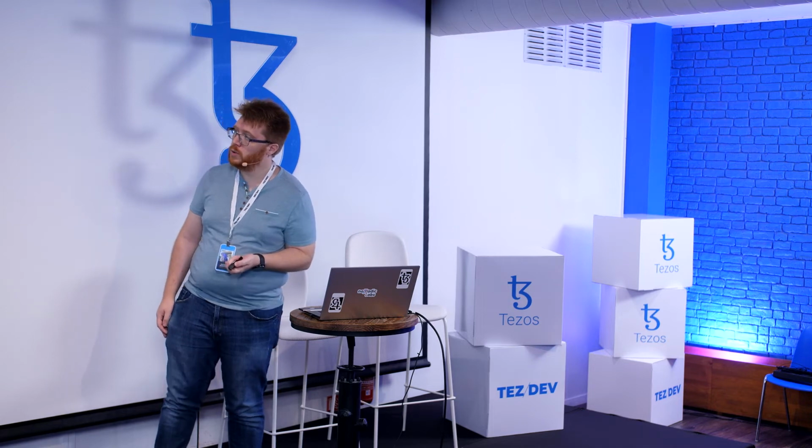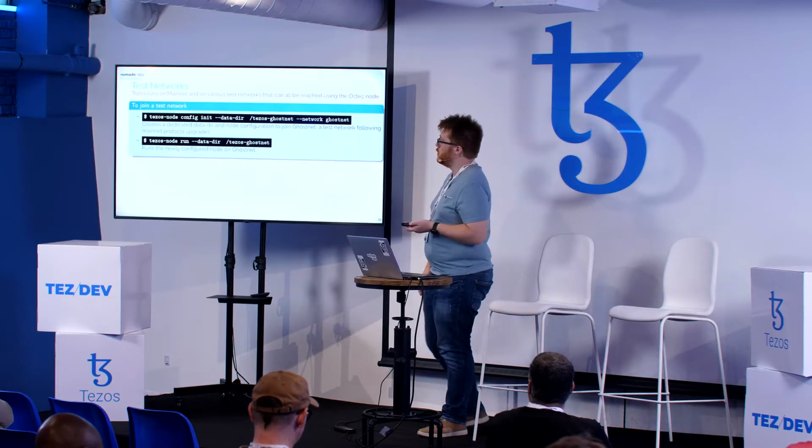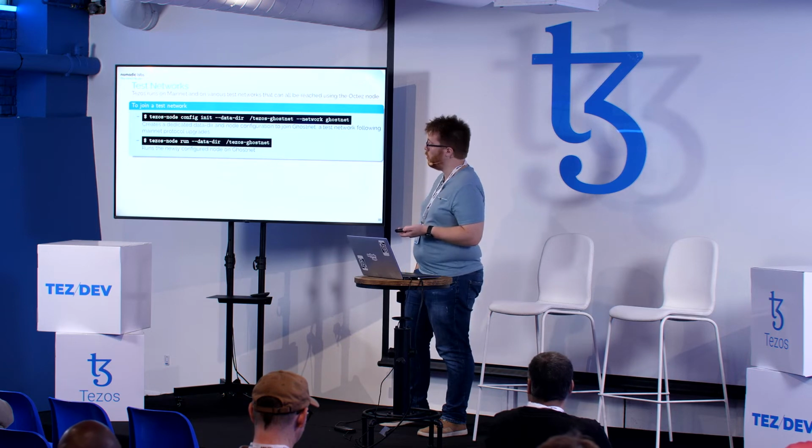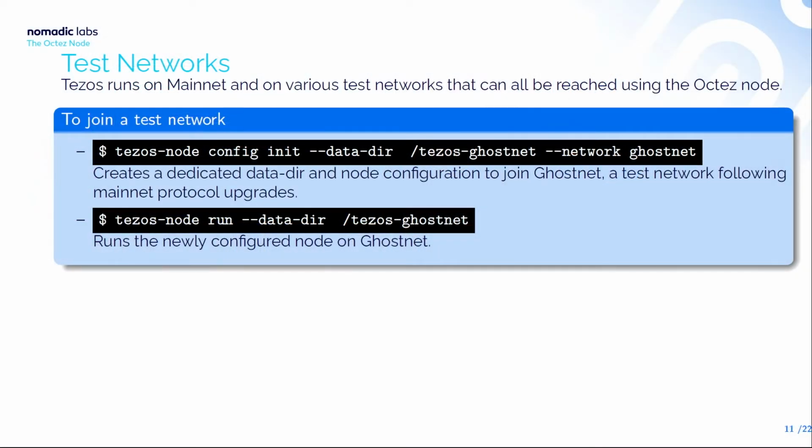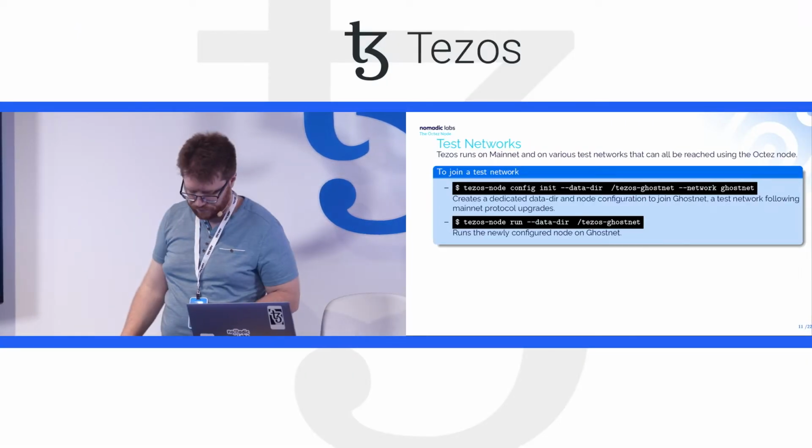So how would you use a test network? It's quite simple with the Octez node. You just have to configure your node to use these test networks using this option, and you will associate this with a specific data directory. So each time you run your Tezos node with this data directory, it will automatically connect to the test network.